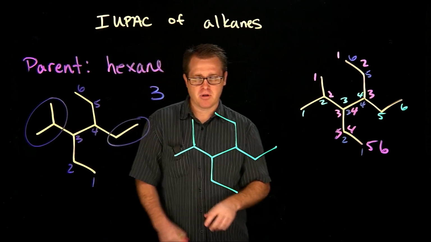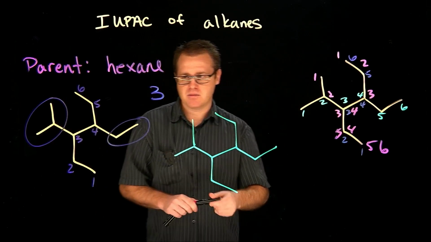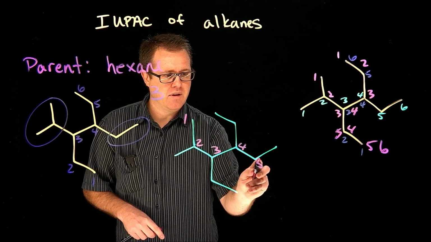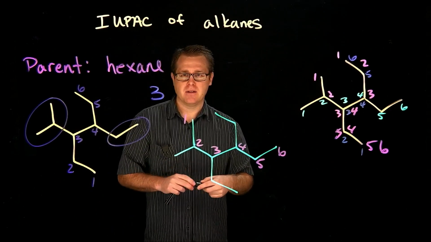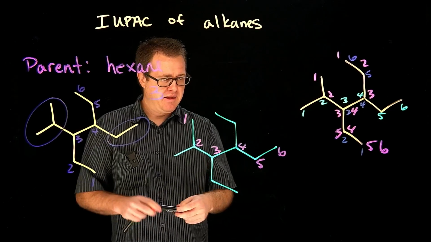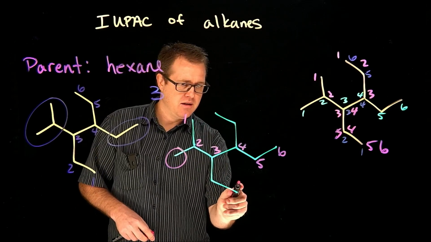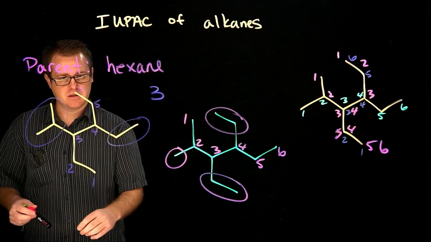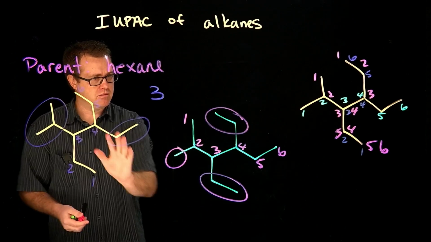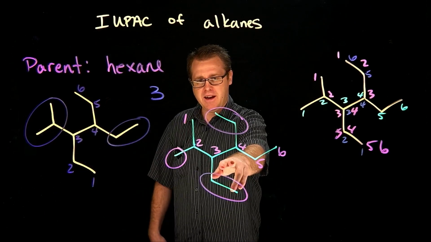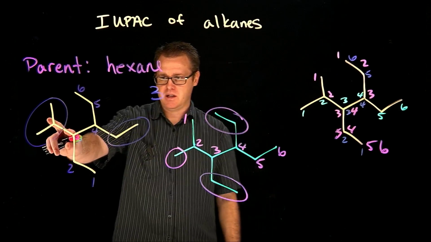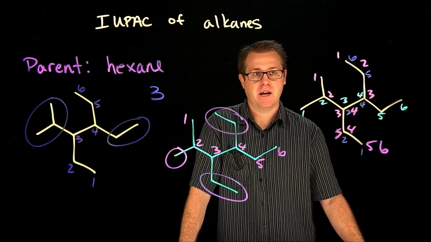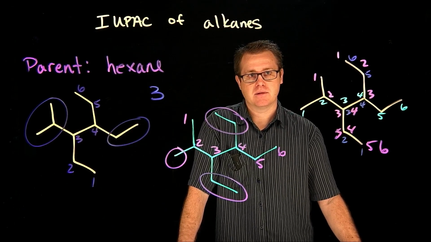What if I number it this way? 1, 2, 3, 4, 5, 6. Now, what are my substituents in this numbering scheme? There, there, and there. So in this numbering scheme right here, I have 3 substituents compared to only 2. Does that matter? Hopefully you're all saying, no, it doesn't. That's not found in the rules.